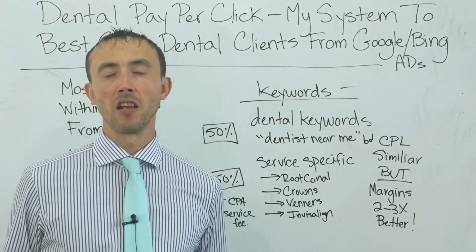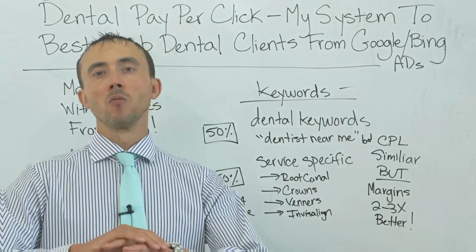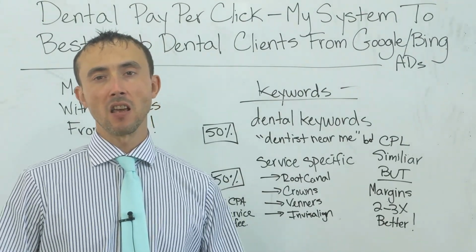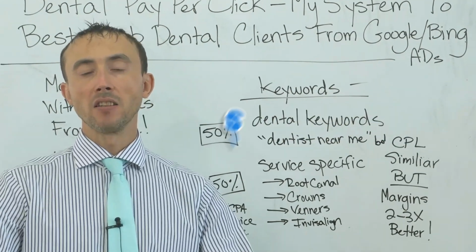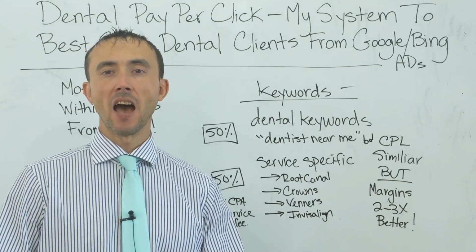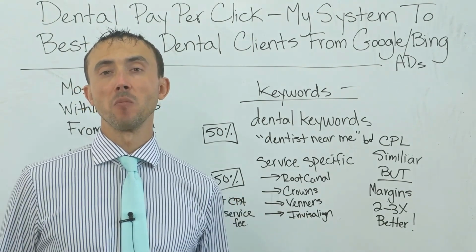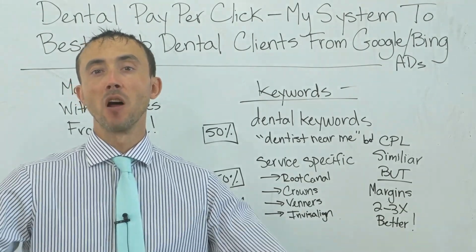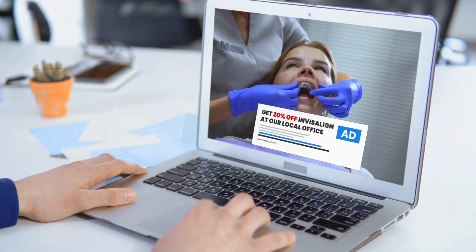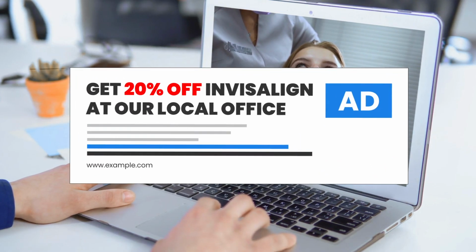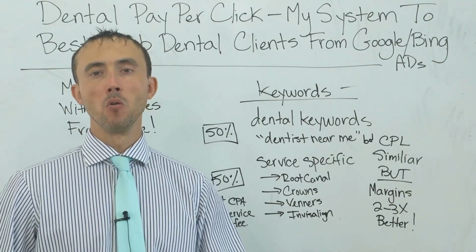If you have a smaller clinic, if you have a bigger clinic, you need to do some lead generation in addition. That is, for some of your specialty services like Invisalign, emergency services, whatever it is, do side marketing and have a way you can run ads outside search engines. For the most part, for Invisalign, if somebody's looking for stuff on YouTube about Invisalign, you can have your ad, you can have an offer, get 20% off of Invisalign at our local office, get them to fill out a form or call, boom, you have a lead.